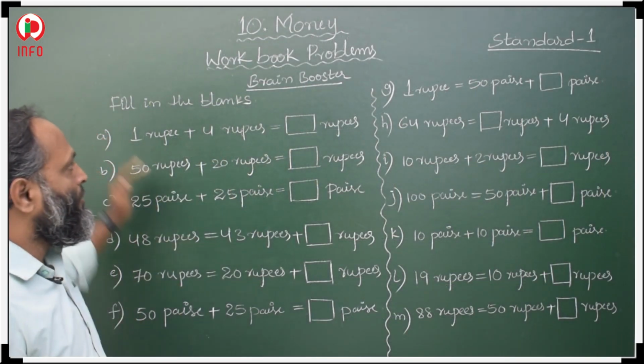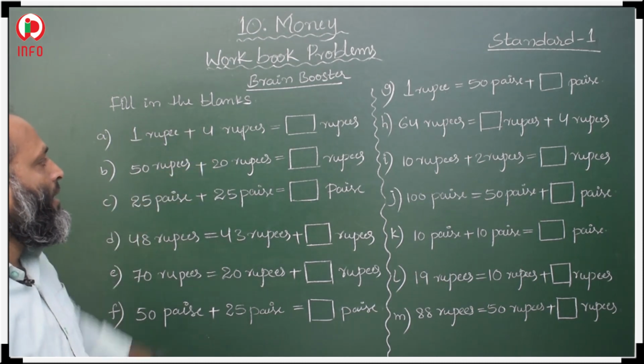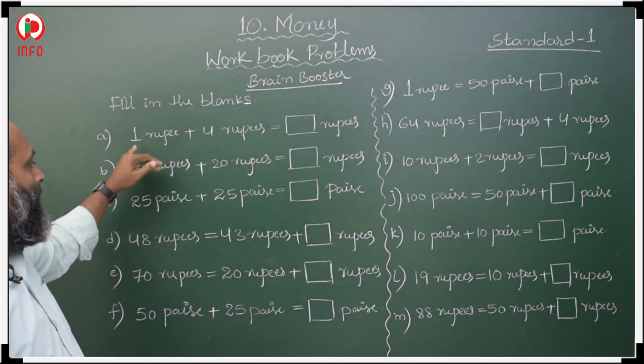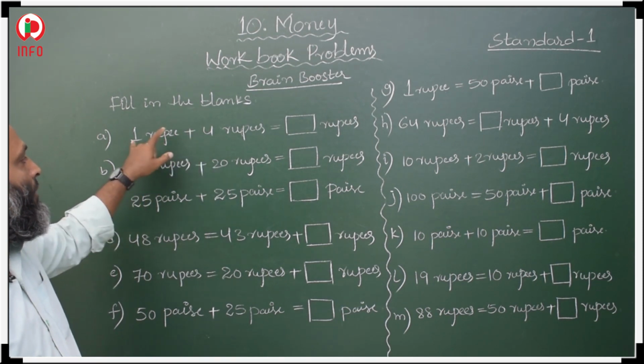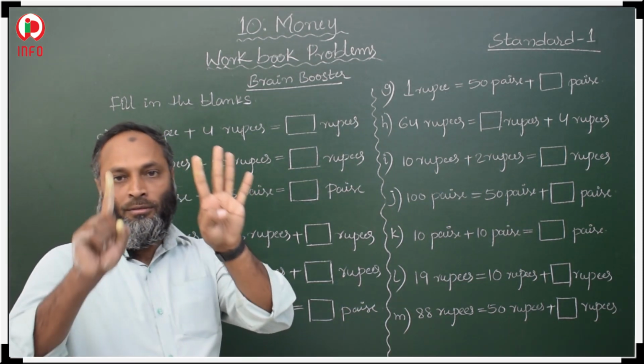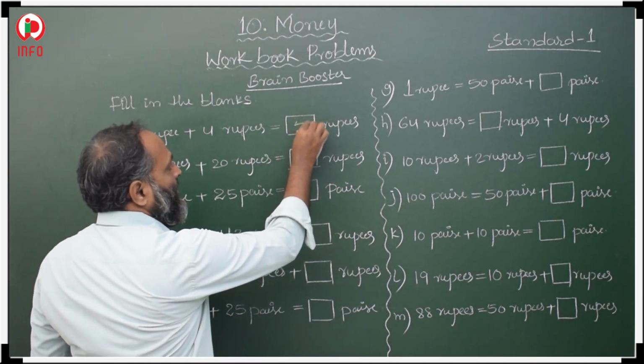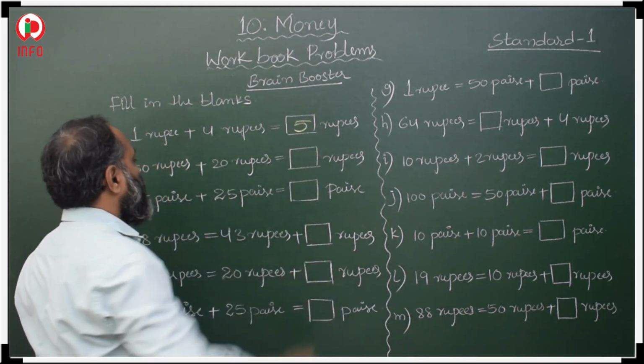Now, brain booster. In this brain booster, some blanks are given, so we have to fill in the blanks. The first blank: 1 rupee plus 4 rupees. 1 plus 4 is 5. It is 5 rupees.